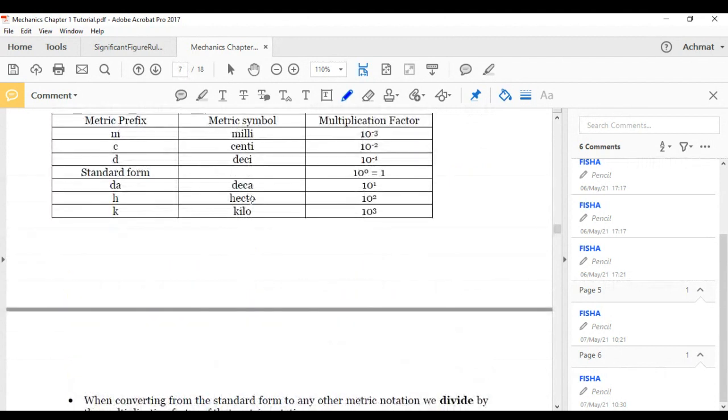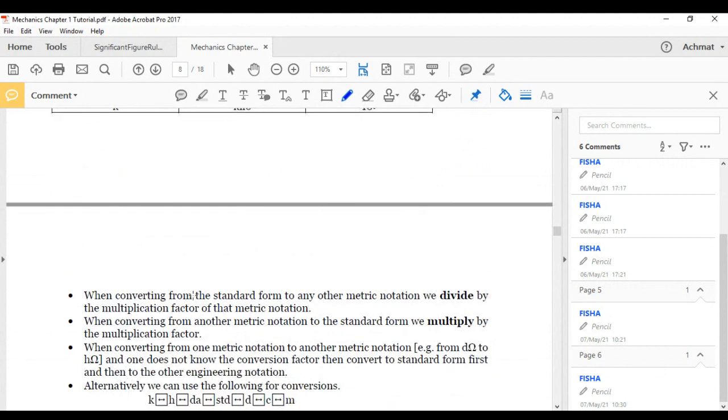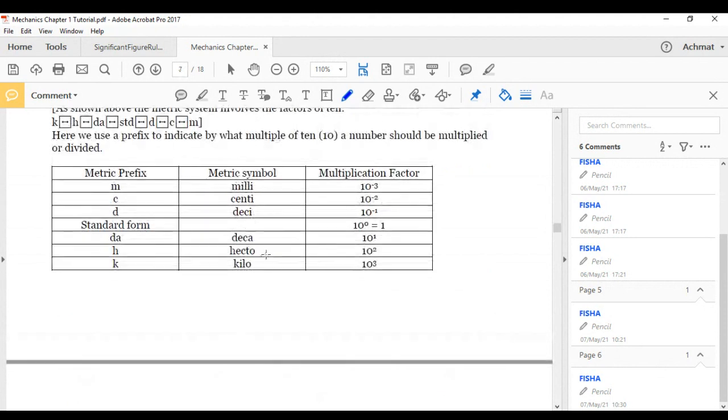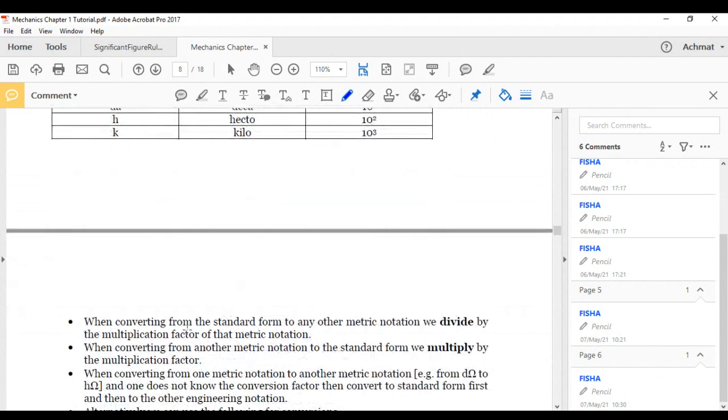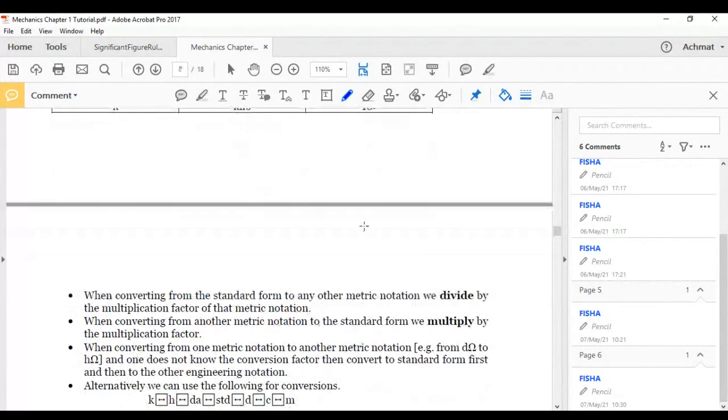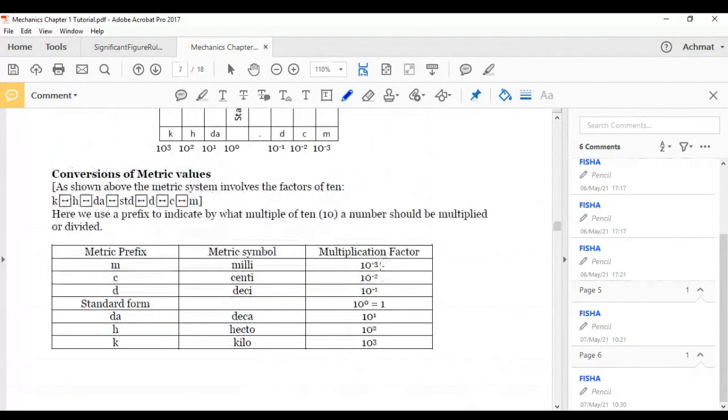If you want to convert, now this is the important thing. Use this thing here. Those are your multiplication factors, and I expect you people to memorize this. When you want to convert from the standard form to any other metric notation, so in other words, if you have something in standard form, grams, for example, you have 20 grams, and you want to convert it to milligrams, to another one, that's what they mean. From standard form to another metric notation, that is the others here, you will have to divide by your multiplication factor.